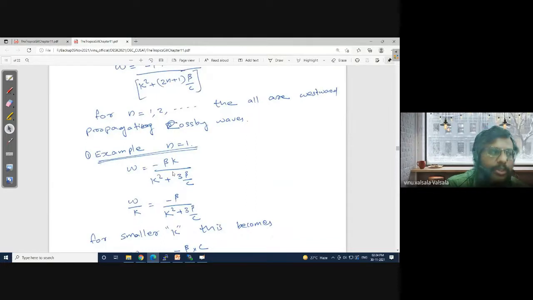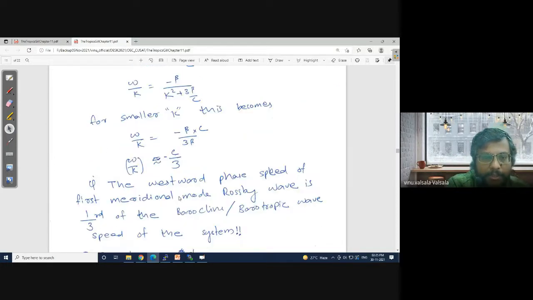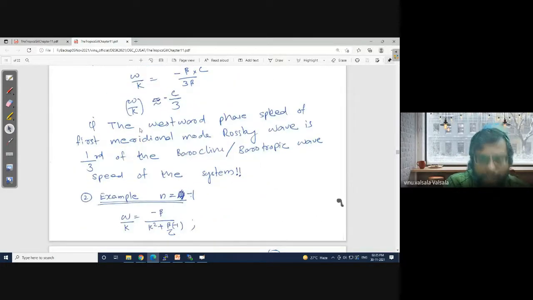This is a bit to understand here. We are going to spend some time here to understand what these meridional modes are. It's coming from the Hermite polynomial of order n. What are these meridional modes, etc.? We are going to spend some time on that after this. So the westward phase speed of the first meridional mode Rossby wave is 1/3 of the baroclinic or barotropic speed of the system.